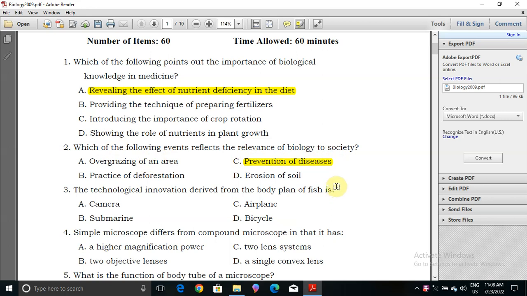Okay, now question number 3, the technological innovation derived from the body plan of fish is what? Of fish, so that means it will be the submarine, right? That can also be in water. Fish can live and travel in water, and humans can too, but humans use an instrument or a technological innovation derived from the fish habit, so that we can also be under the water, using a submarine.